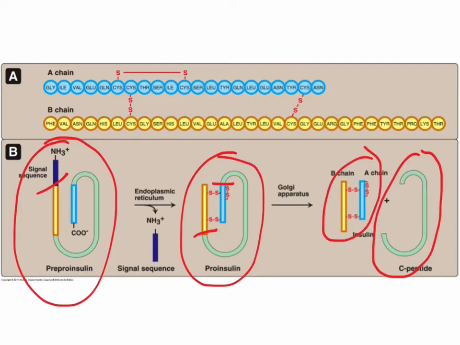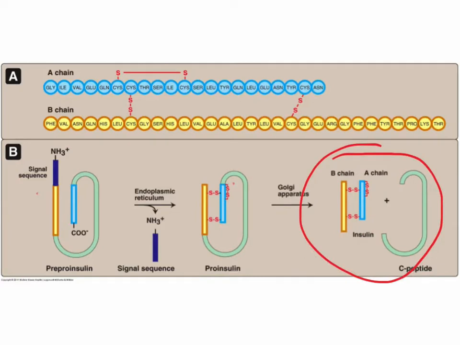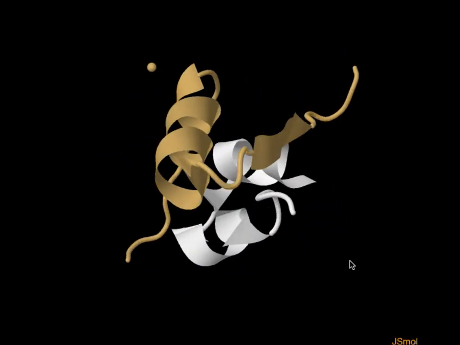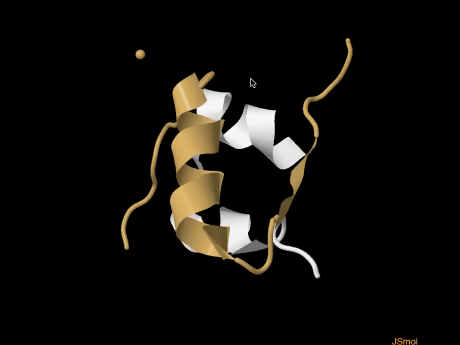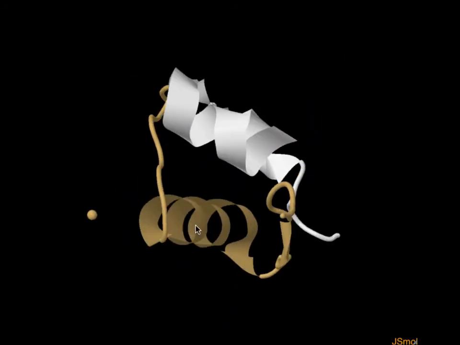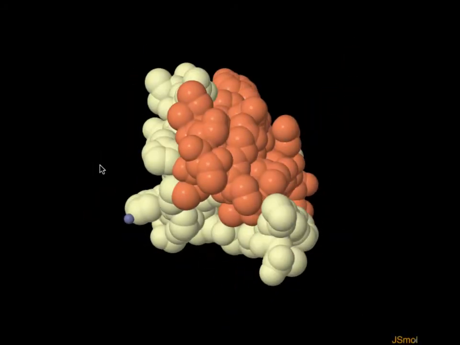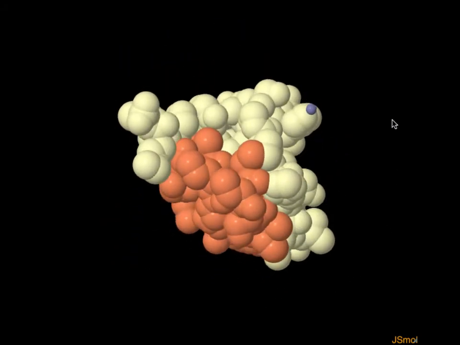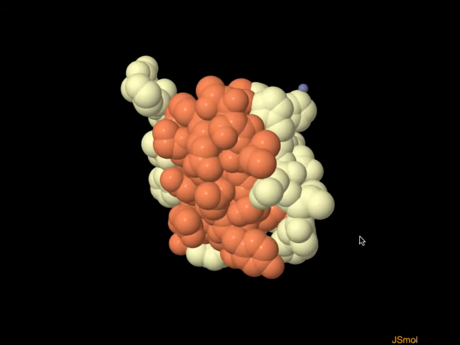The insulin molecule and the C-peptide remain in vesicles near the plasma membrane, and on stimulation, these granules fuse with the plasma membrane, and insulin and the C-peptide are released into the blood. This is a molecular modeling representation of the insulin structure, and it shows the A and B chains in different colors. And this is a space-filling model, which gives you a better idea of what the actual shape of the molecule is. Again, the A and B chains are in different colors.